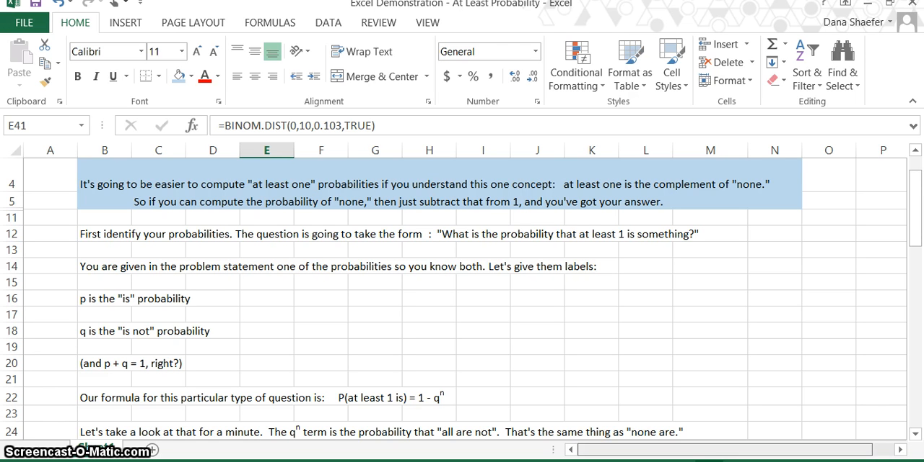The general formula for this particular type of question is the probability of at least 1 is 1 minus the probability of not raised to that power. And so that's the equation that's behind this idea of the binomial. And so we'll do this one by hand using the equation, and then we'll use the binomial function on Excel. Let's look at that for a minute.